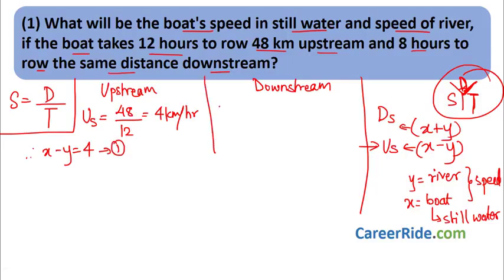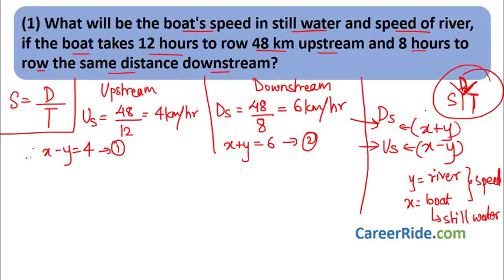Now let's consider downstream case. Downstream speed is nothing but distance upon time. So distance traveled is the same distance downstream, right? So we have 48 kilometers, time taken is 8 hours they have given. So that would be 6 kilometers per hour. What is the downstream speed? x plus y, right? So we have x plus y equal to 6. This becomes our second equation.